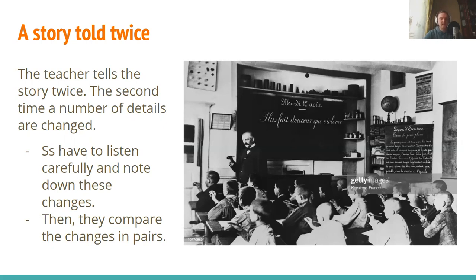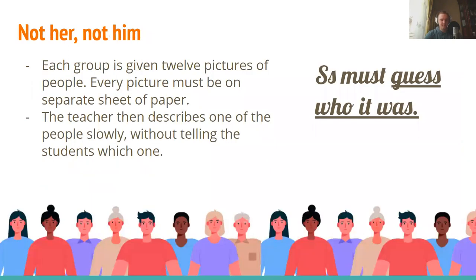The second one is "not her, not him." How does it work? Each group is given 12 pictures of people. Every picture must be on a separate sheet of paper. The teacher then describes one of the people slowly, without telling the students which one. Students must guess who it was, in pairs or individually.